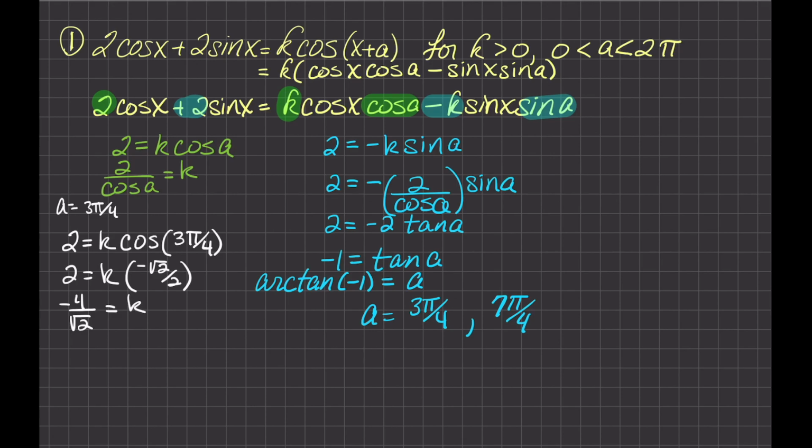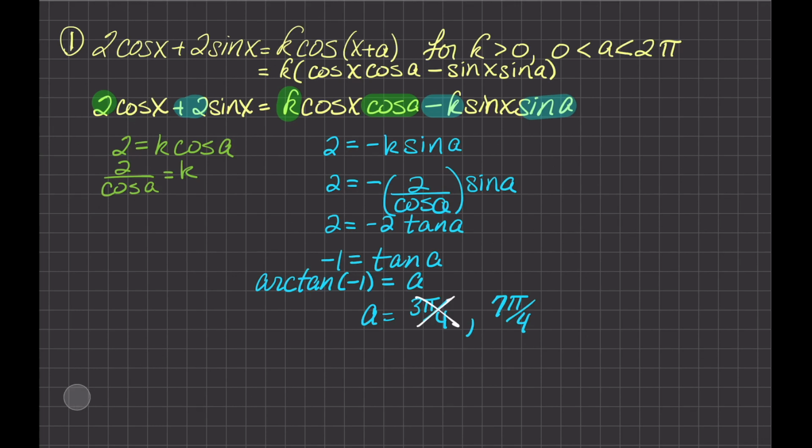We could clean that up a little bit, but why bother? Because we need to reject this value. This is not greater than 0, so we have to reject this value of A, because while it is between 0 and 2 pi, it's not yielding an answer for k which is greater than 0. So let's take this out and see if the value of A being 7 pi over 4 gives us an acceptable value for k.